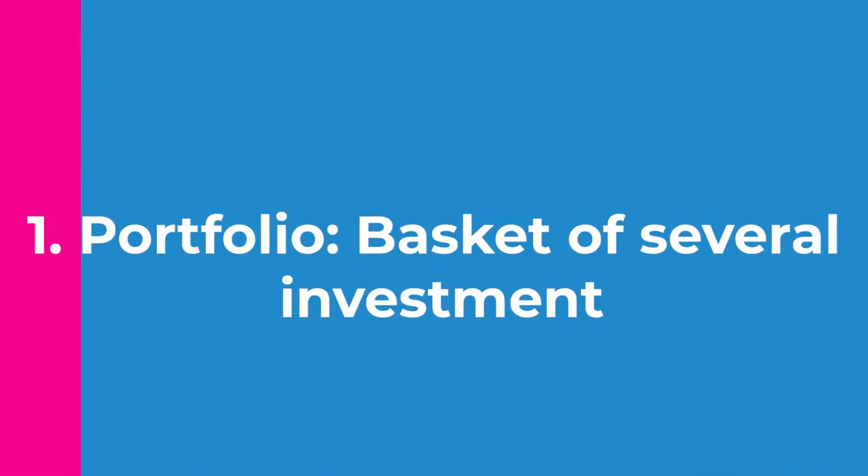So the first I have here in my book is portfolio. When we talk about a portfolio, it's like a basket of several investments that you have. Let's say you've invested in treasury bills, you've invested in bonds, you've invested in stock, you've invested in real estate, you've invested in agriculture. So this pool of investments is your portfolio, right? And you can actually have more than one investment.